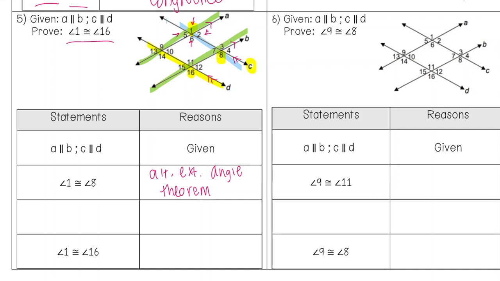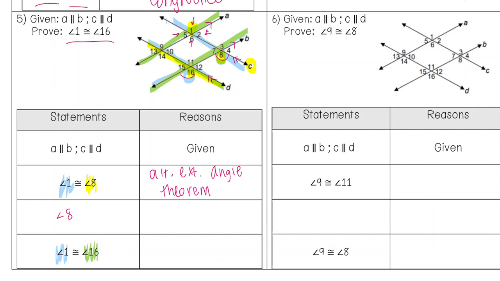16 are congruent. So I need to think about how I'm going to connect those two lines, right? Angle 1 is the same in them, but 8 and 16 are separate. So I want to somehow connect 8 with 16 here in order to connect 1 with 16. So looking back at our diagram, if I focus on 8 and 16, I can see that they are both touching the lines C and D, which we know are parallel, as well as the transversal B. And when you consider them over those two parallel lines with the transversal B, we can see that they are corresponding angles and would therefore be congruent.